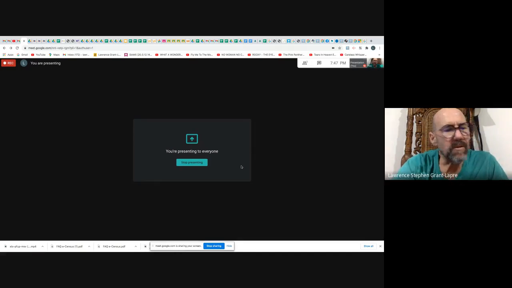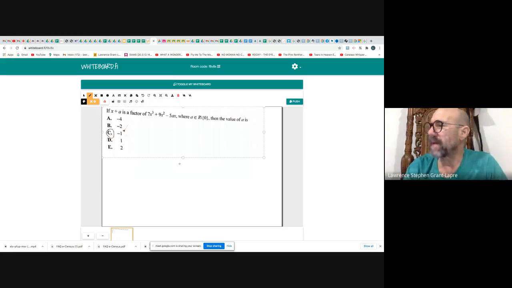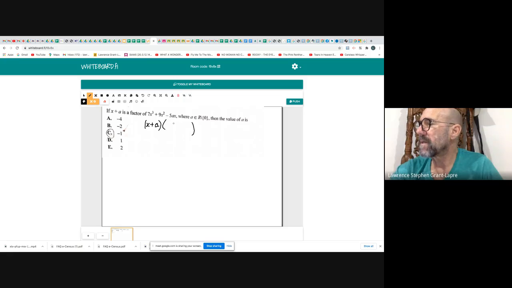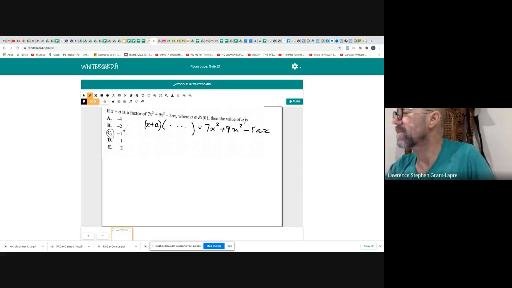We're going to look at a question that requires us to know what the factor is of a polynomial or a function. So we've got this question: if x plus a is a factor of this function, what is the value for a? Now, if this was a factor, it would factorize, and we would get x plus a and some other factors to equal 7x cubed plus 9x squared minus 5ax. Writing it properly, let's just put that 9x.